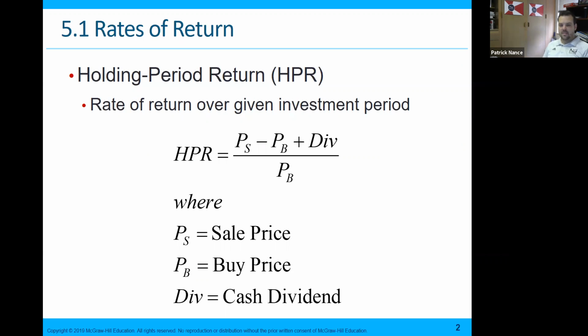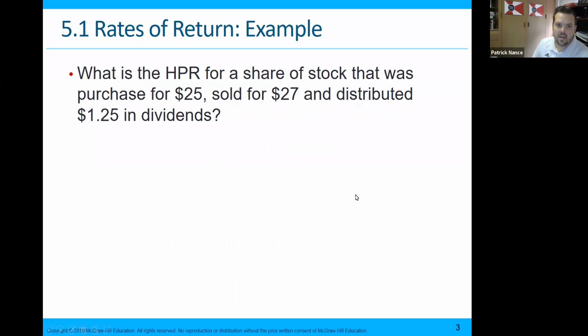If the stock went up, obviously that would be a positive number. If the stock went down, the result for that particular part of the equation would be a negative number, plus any dividends, if there were dividends, cash dividends, we're not talking about stock dividends. And then we divide that by the buy price. And that should come out to a percentage of what the return for the holding period was.